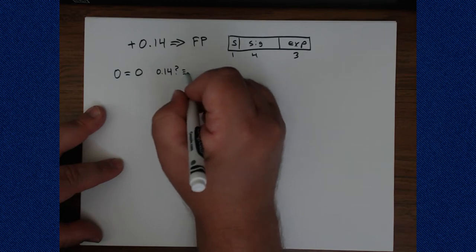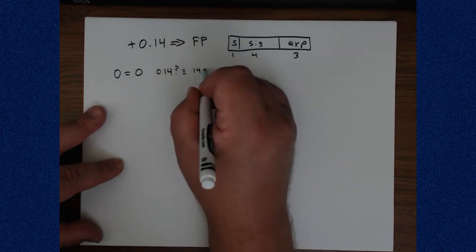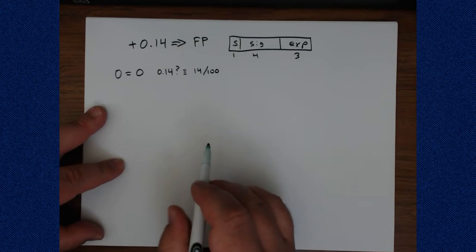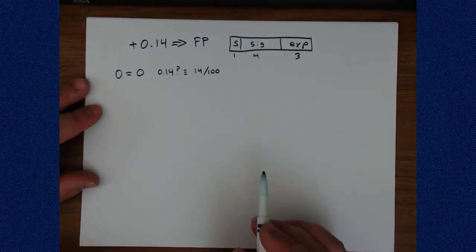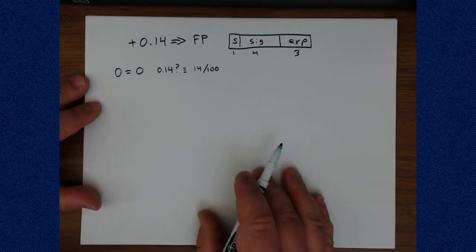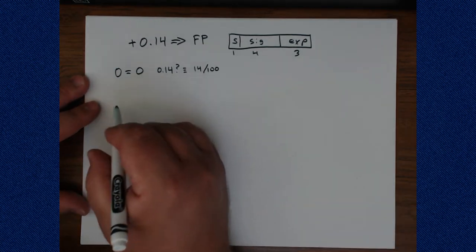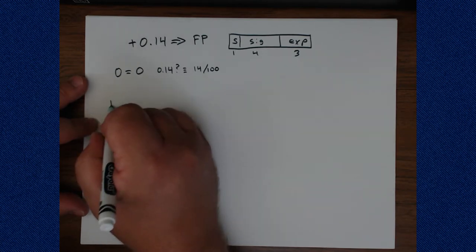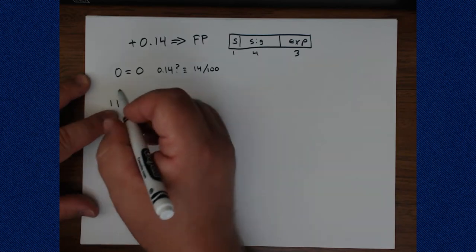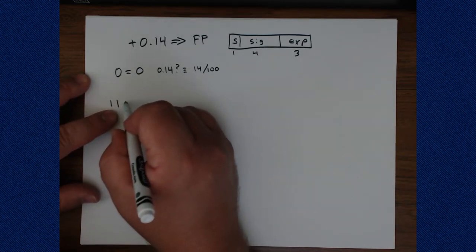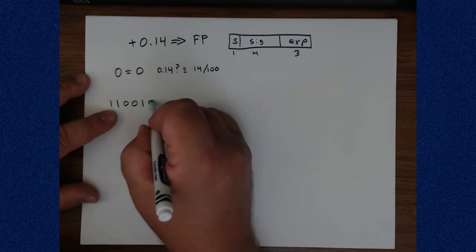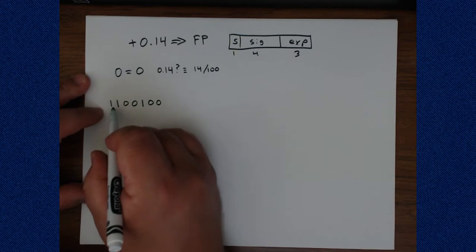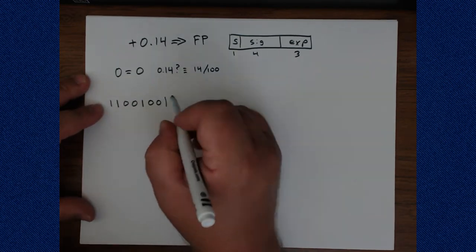But effectively, that's the same thing as 14 divided by 100, because this is 14 hundredths. So we can take 14 and divide it by 100, and then we should know what that bit pattern is. So let's see here. 100 is 64, plus 32 is 96. So we need 4 more. So that was the 32. So no 16, no 8, 4, no 2, and no 1. So there is 100 in binary.